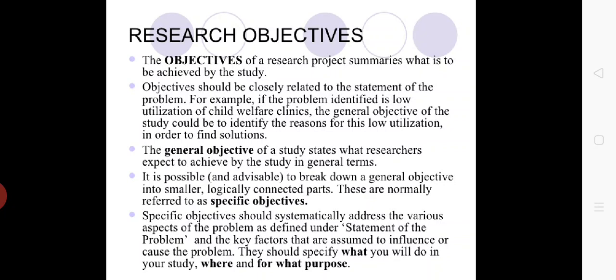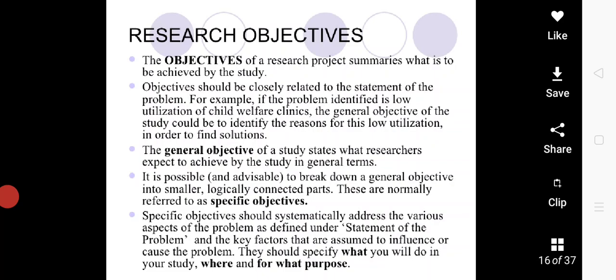Now we need to study about the research objectives. The objectives of the research project summarize what is to be achieved by the study. Objectives should be closely related to the statement of the problem. For example, if the problem identified is low utilization of the child welfare clinics, the general objective of the study could be to identify the reasons for this low utilization in order to find solutions.